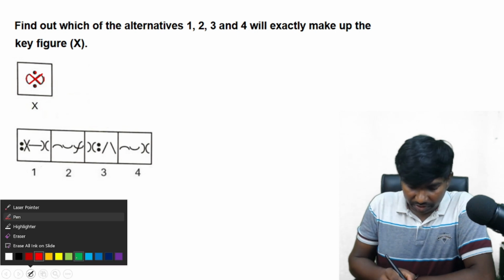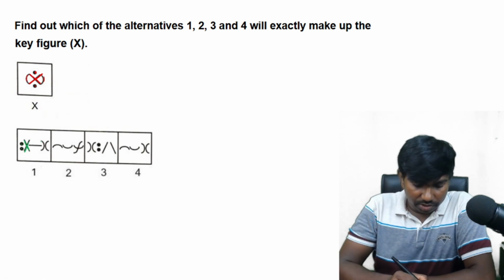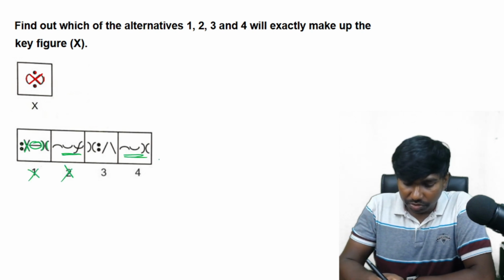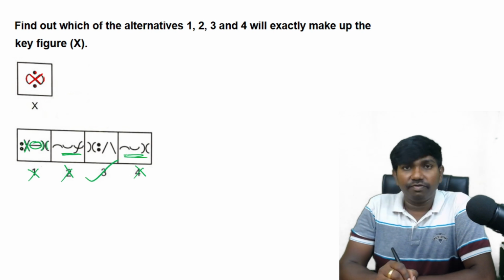Which figure is having the same? 2 dots, 2 lines, 2 curves. But where is this extra line? Cannot be. There is no straight line in this. Cannot be. Then answer must be figure 3.